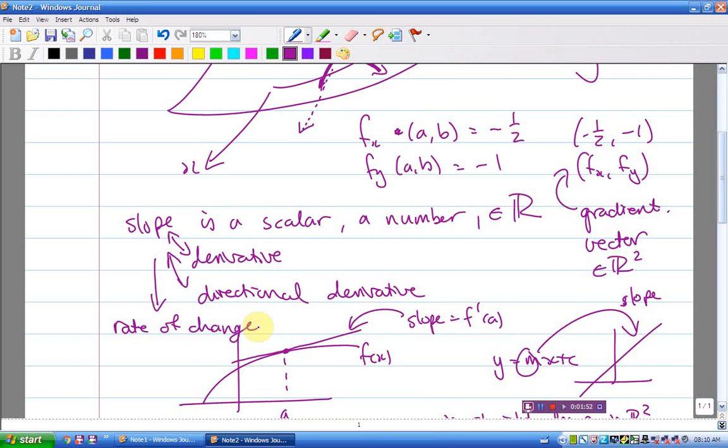I know this bothered some of you because, of course, in physics, rate of change inevitably means rate with respect to time. But in this context, if you just have some function of x and y, rate of change simply means rate of change with respect to the independent variable, whatever it happens to be, frequently x and y. So rate of change, slope, derivative, directional derivative, these are all just different words for the same sort of stuff. Scalars, numbers. Cluster them together into a vector and you get a gradient vector.